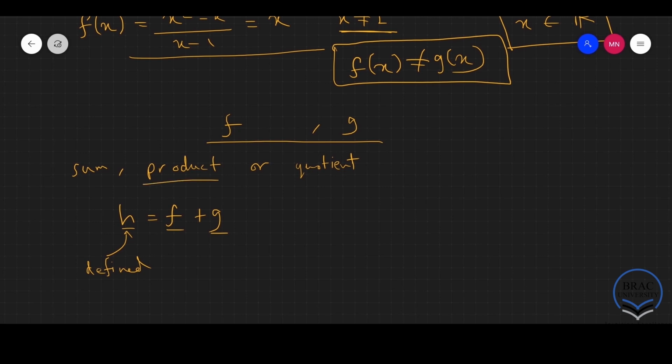Similarly, we can take the product of the two functions. Say we have the function t is equal to f times g, right? So by the product of these two functions, we can come up with a new function, and this t function is defined if f and g are individually defined as well. Similarly, we can take the quotient of these two functions, given that g cannot be equal to 0. And once again, f and g have to be defined for this function to be defined.